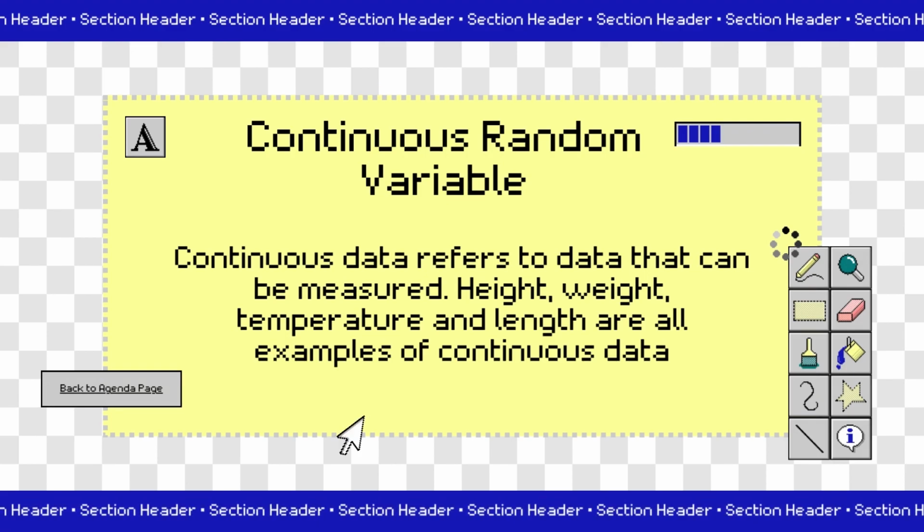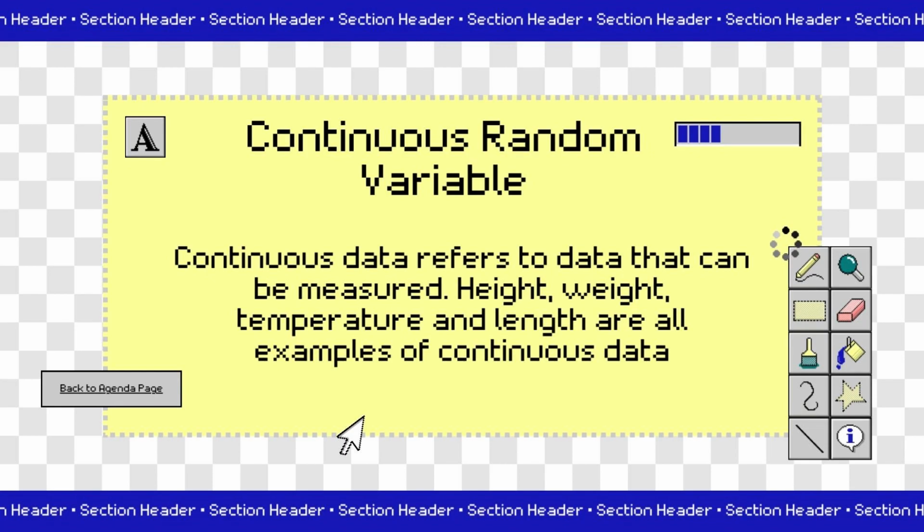So now that we are done with our first topic, let's move on to our second topic, which will be all about continuous random variable. So what is continuous random variable? Continuous data refers to data that can be measured. Height, weight, temperature, and length are all examples of continuous data.